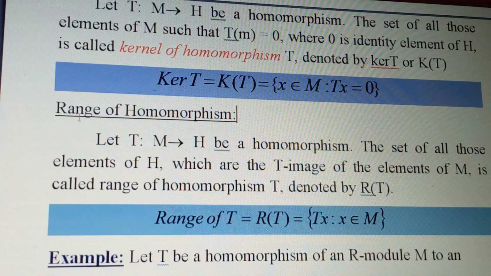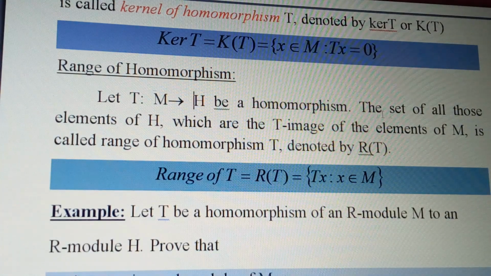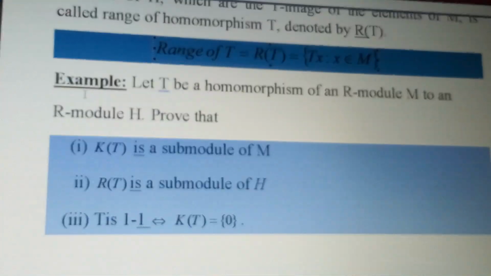Parallel definition: range of a homomorphism. Here again we take a mapping T from M to N, where M is the domain, N is the codomain, and T is a homomorphism. The set of all those elements of N which are the T-images of elements of M is called the range of the homomorphism T and is denoted by RT. This is the algebraic definition of RT: RT = {T(x) : x is an element of M}. These T(x) are the images.